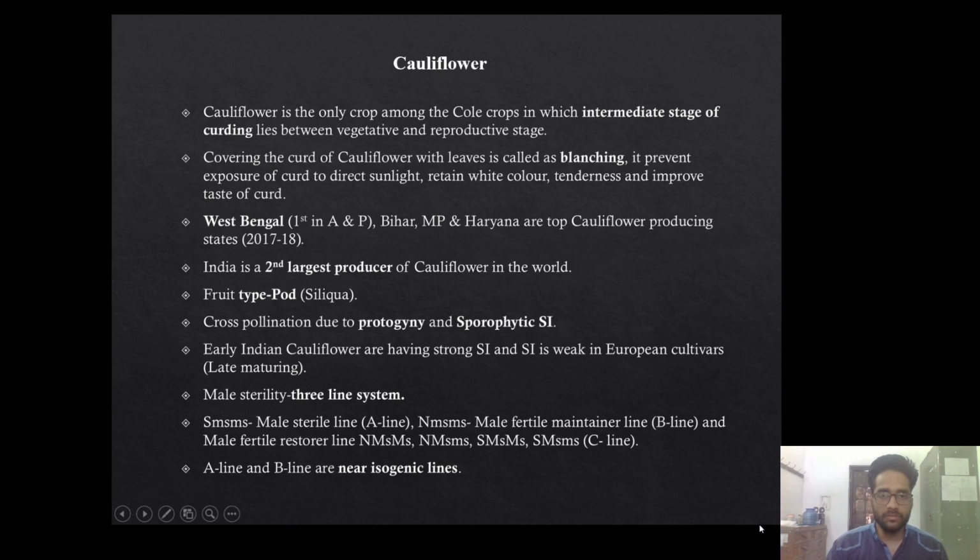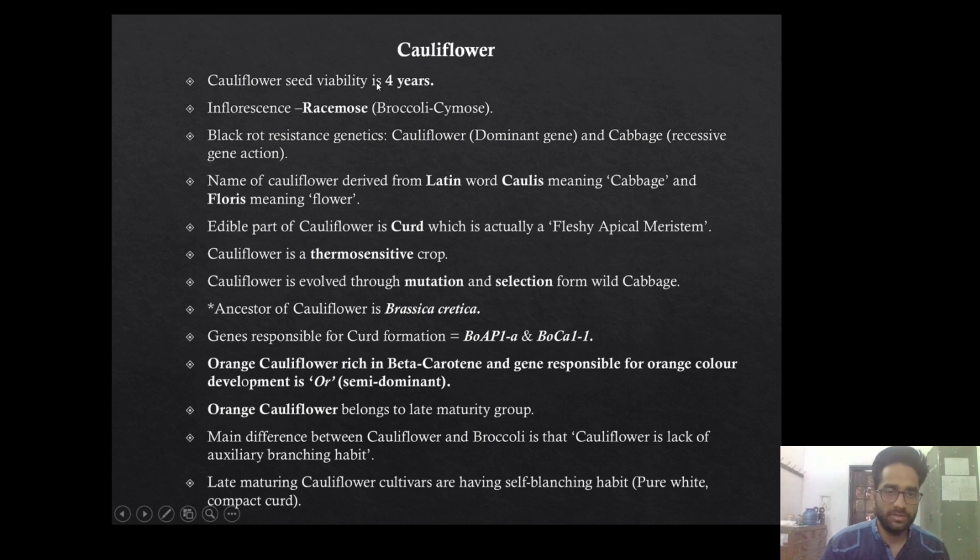Now, cauliflower seed viability is 4 years, meaning cauliflower seed remains viable for up to 4 years. Inflorescence is racemose. In most cauliflower or cole crops the inflorescence is racemose, meaning the flowering continues till the tip, and only in case of broccoli the inflorescence is cymose. Black rot resistance in cauliflower is controlled by a dominant gene, and in cabbage black rot resistance is governed by a single recessive gene. The name cauliflower is derived from the Latin word caulis, which means cabbage, and floris, which means flower.